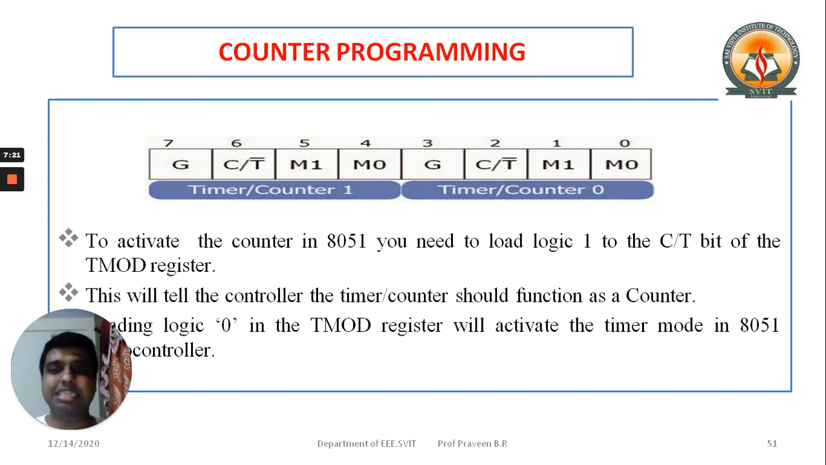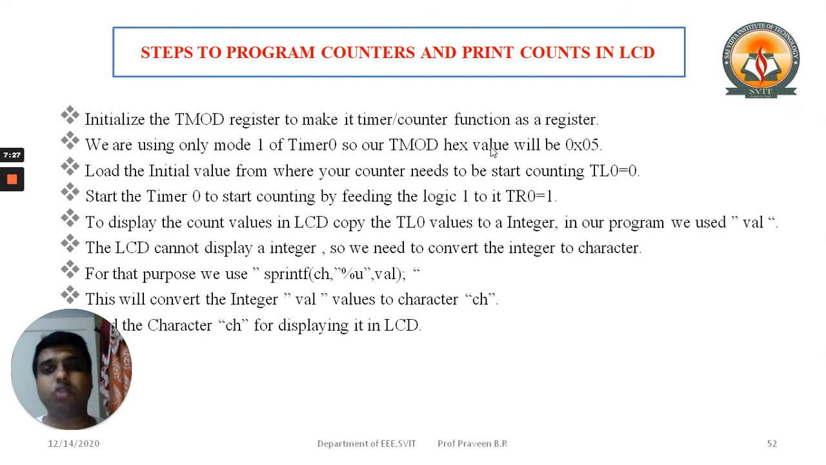The only thing that changes is the 6th bit, where C/T bar is given, which you have to tick. So now let us see what steps we have to write for the counter and to print it on the LCD. The first and foremost thing is to initialize the TMOD register to make it function either as a timer or as a counter. For timer 0 mode 1 operation, we have to set the value of TMOD as 05, and load the initial value from where you have to start the counter, that is, TL0 equals 0.